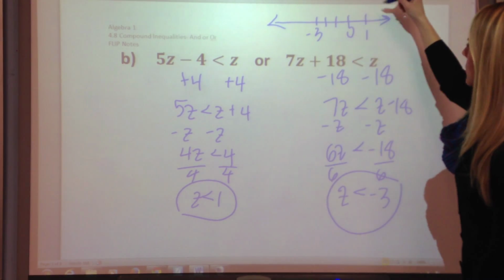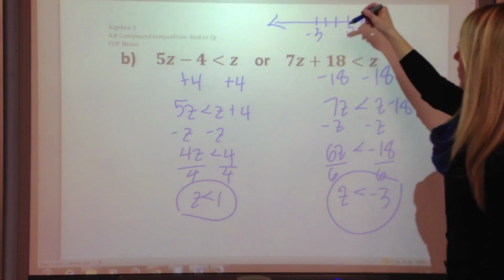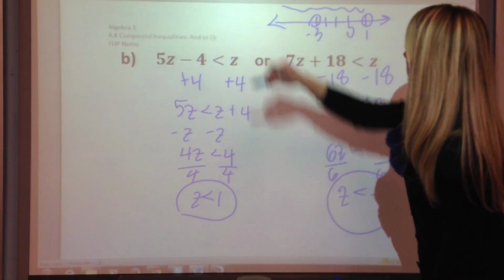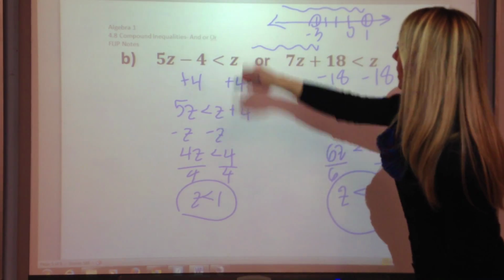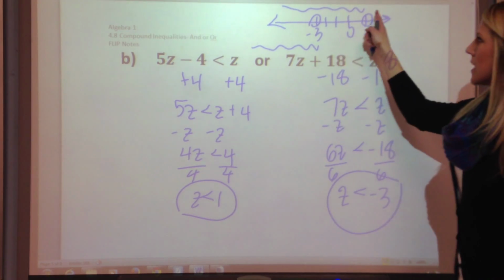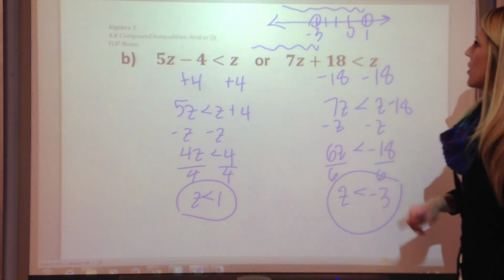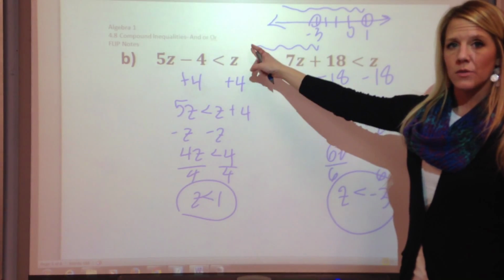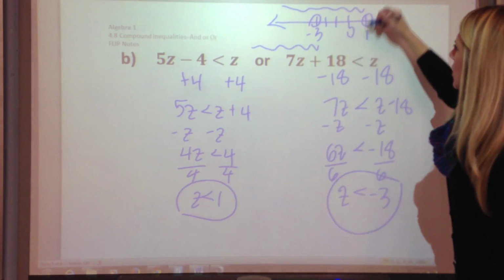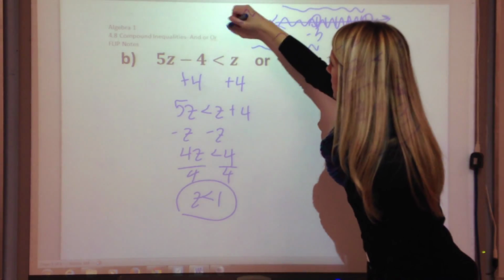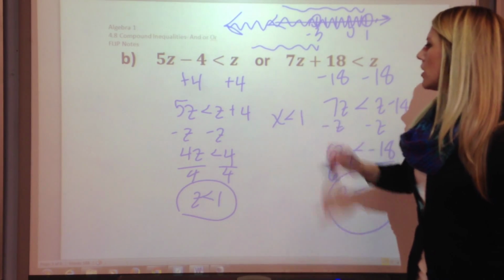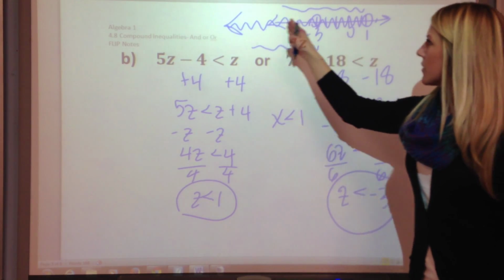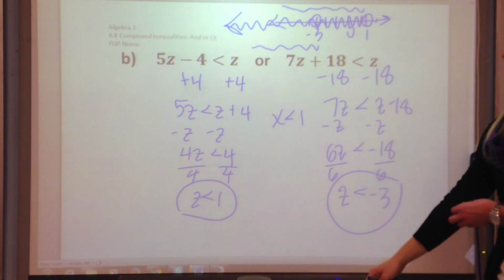Okay, so I know I have an open circle at 1 and an open circle at negative 3. So z is less than 1 or z is less than negative 3. Remember, or means either solution or both. So if z is less than 1, obviously it's less than negative 3 too. So my solution set in this case is simply z is less than 1. Any value I pick for z less than 1 will make the inequality true.